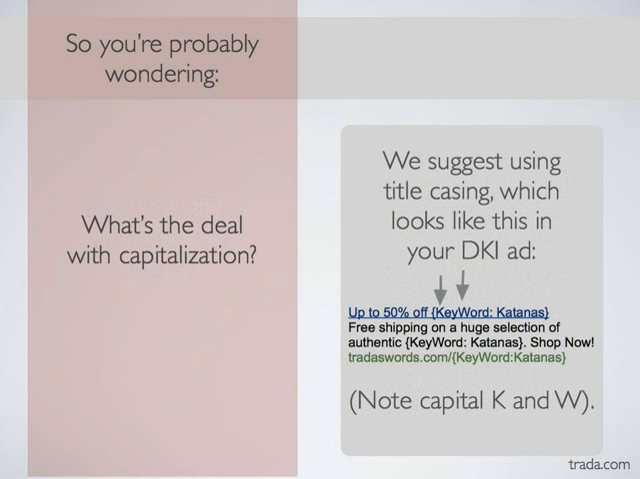So what's the deal with capitalization? Now, we always suggest that you use title casing in your ads because title casing has also been proven to increase click-through rate. So there are a few different ways that you can enter your keyword, but if you enter it with a capital K, capital W, it will automatically title case any search term that's entered. You could probably just do all caps keyword, but then you would be likely to have your ad be rejected. You could do all lowercase, but we always just suggest using title casing.